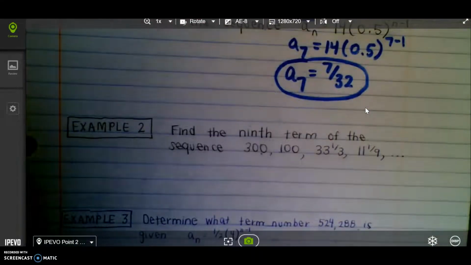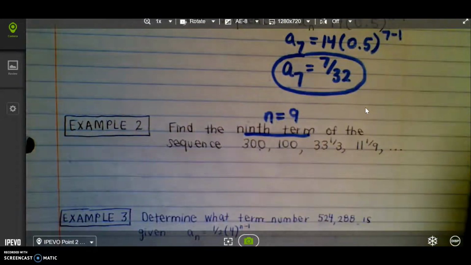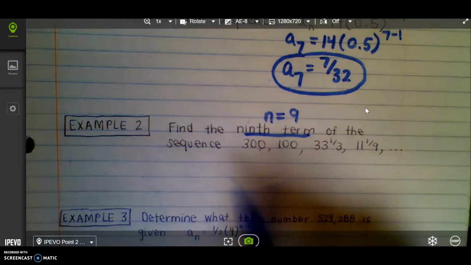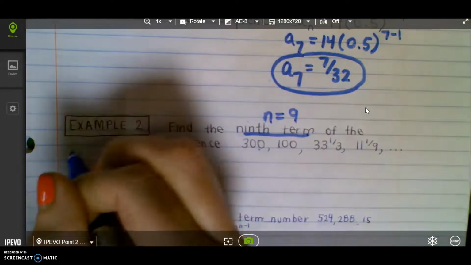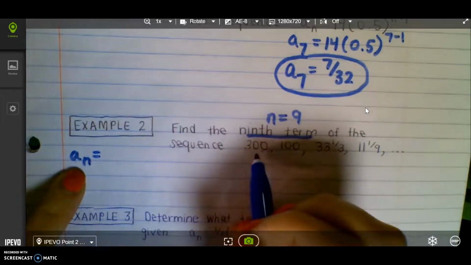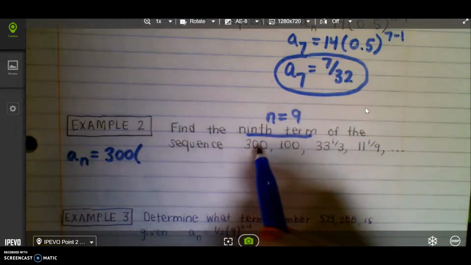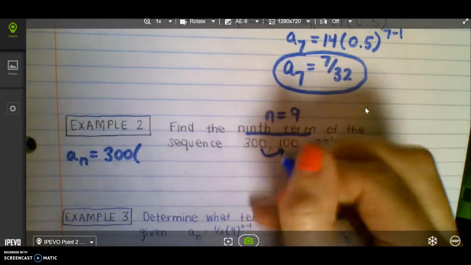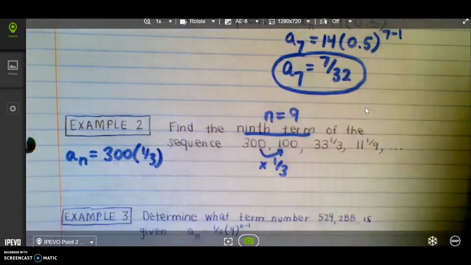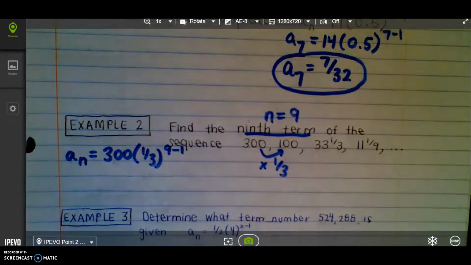Example 2. Find the 9th term. Plug in 9 for n now. Of the sequence 300, 100, 33 1/3, 11 1/9. I have nothing to plug this n equals 9 into yet, so I have to write that equation first and then input 9 into the equation. So a sub n equals a sub 1, which is 300, times r. R is a fraction, it's going down, and I'm multiplying by 1/3 each time. So that's my r value, raised to the 9 minus 1. Just plugged in 9 for n.